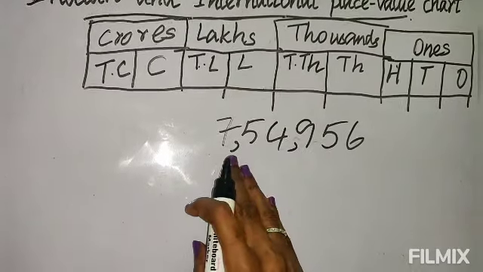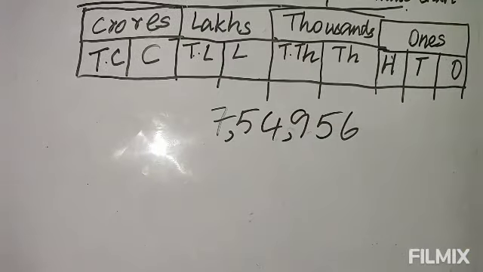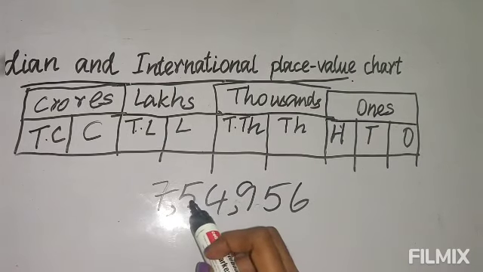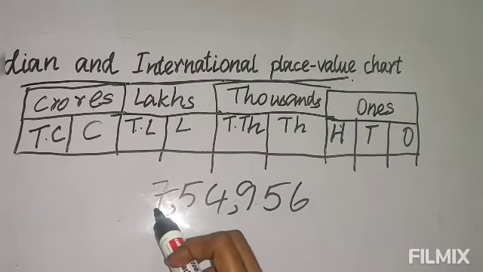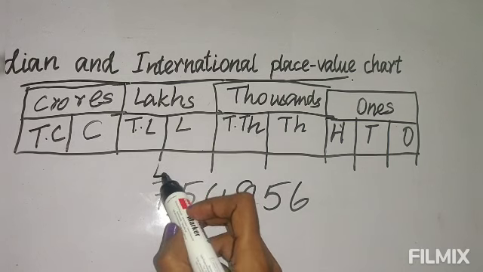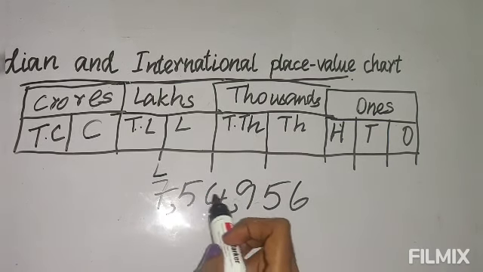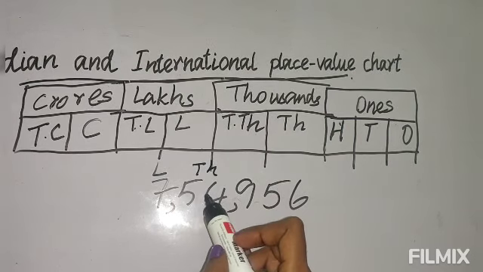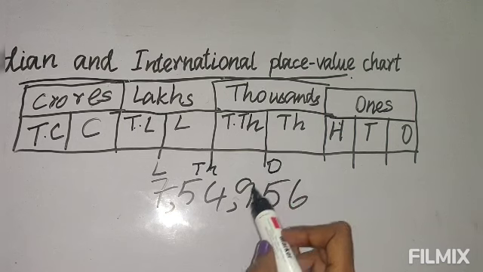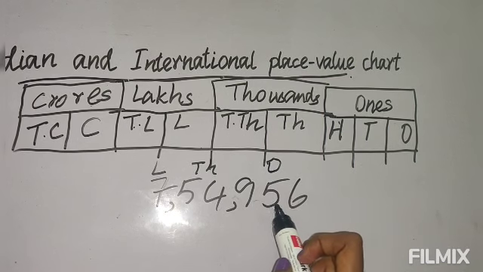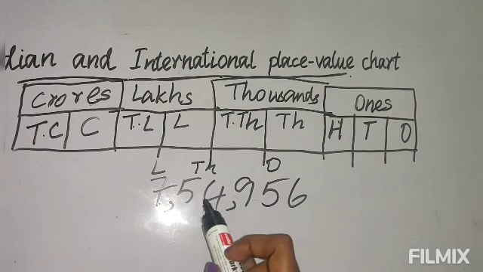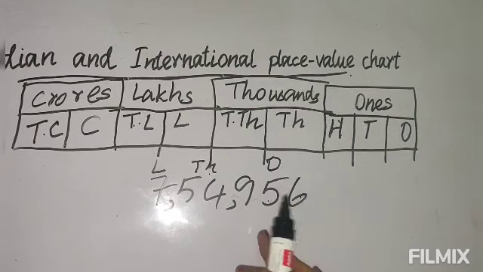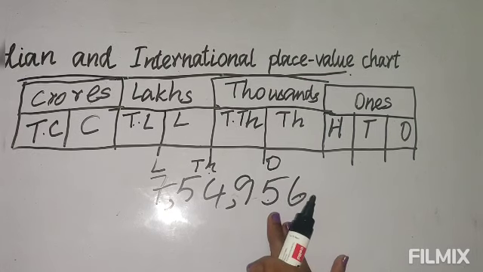When you put the commas, then you will know this is the ones period, this is thousands, and this is the lakh period. So you will write in the number name 7 lakh, and this is the thousand period, so you will write 54,000, and this is the ones period, so you just read it as 956. So 7 lakh 54,956. These 3 digits you will be able to read easily, since you learned in class 2.